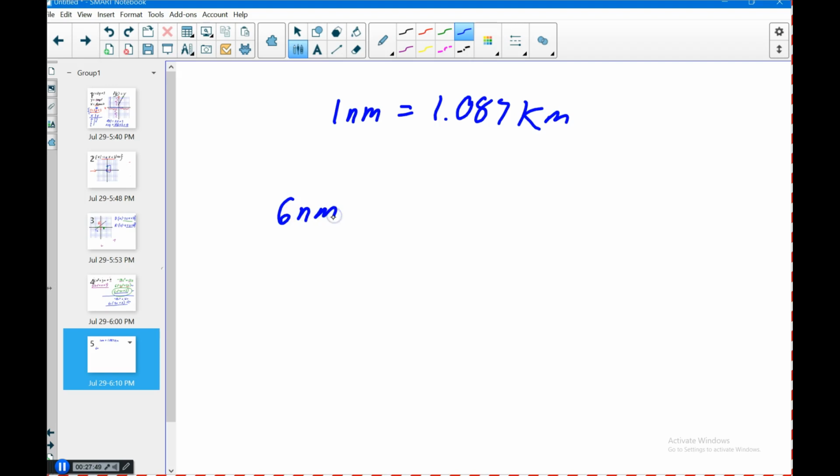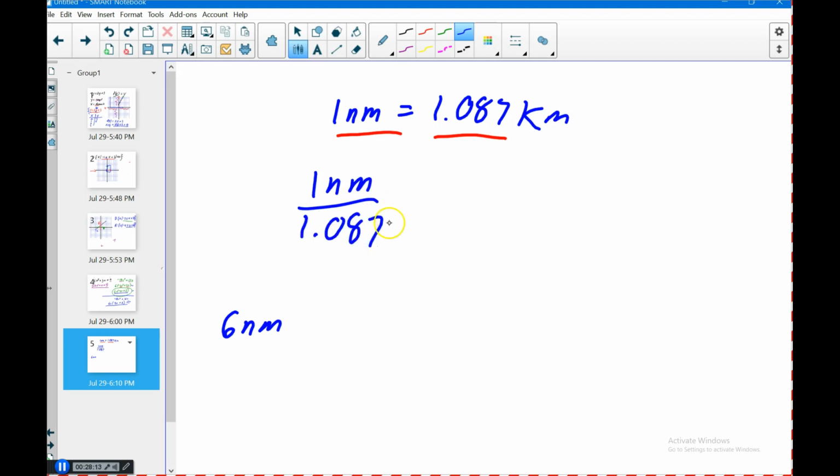Now, because these two things up here are equal, we can write them one way or another way. I'm going to show you what I mean by that. Move this down here for a second. I can write 1 nm over 1.087 km, or I can write 1.087 km over 1 nautical mile.